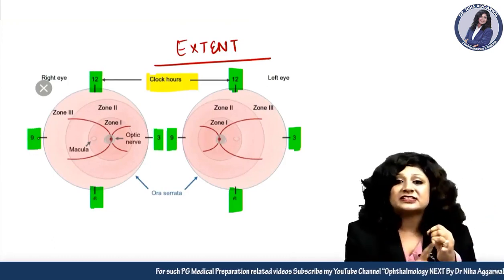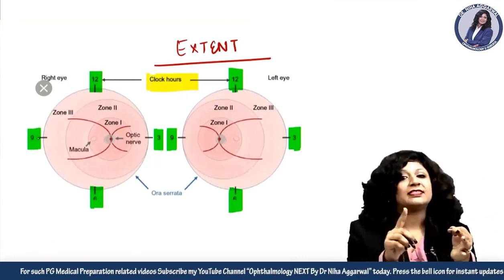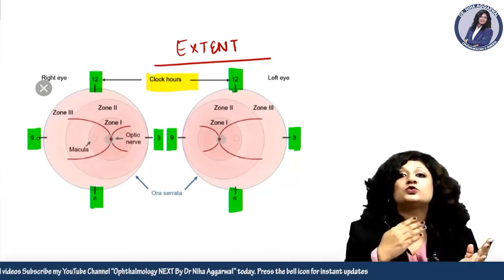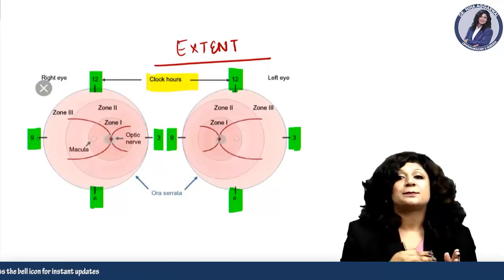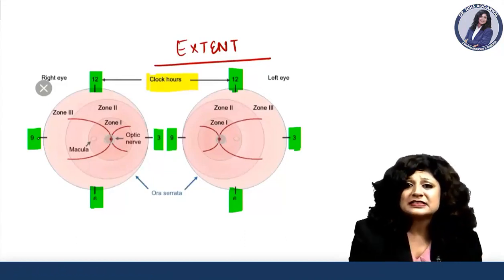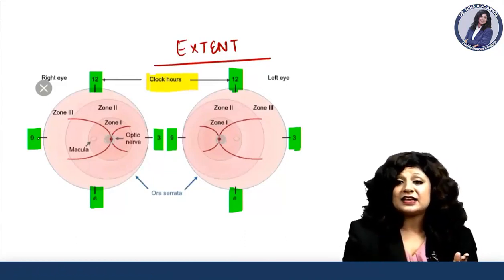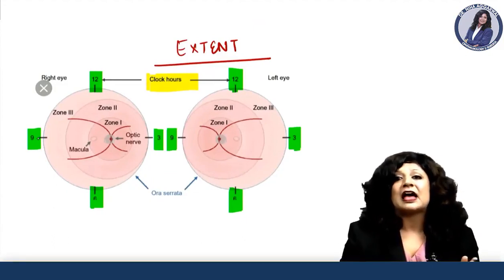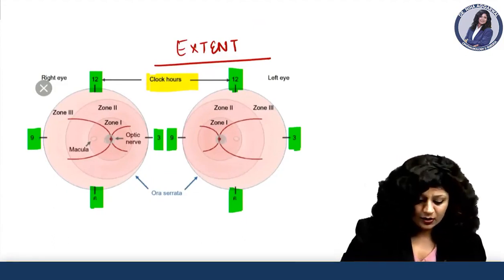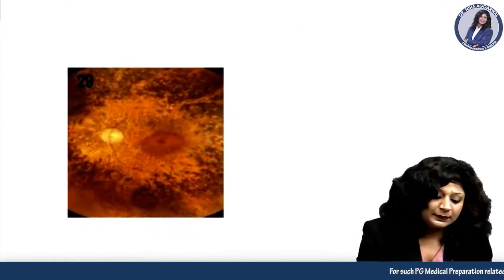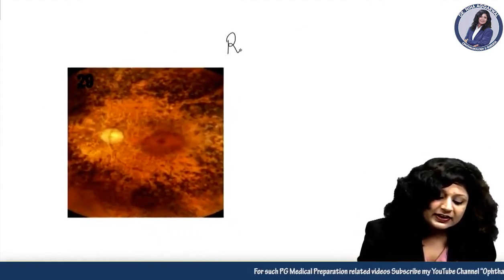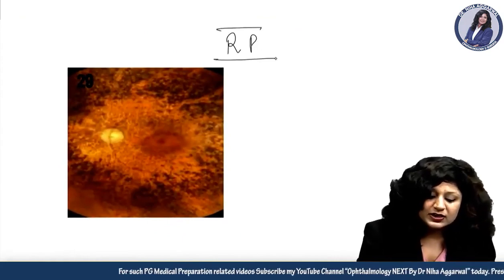So I can say the stage, then zone and then the extent. According to this, I will say whether it is a threshold disease or a pre-threshold disease, a plus disease, what is the severity, what time to do screening and what will be the treatment. Alright. Now coming to the next important pathology, and that is retinitis pigmentosa.